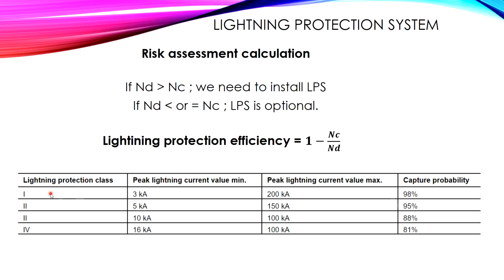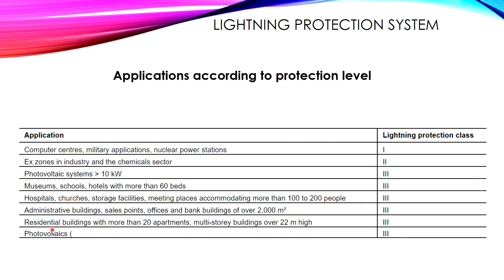So now by knowing the lightning protection class, we are going to be able to design the air termination system. But first you will see that here we have applications according to the protection level. For example, the highest protection level is for military applications and nuclear power stations, which of course have a disastrous effect on the environment. Computer centers, of course, are very important. Then we will choose the first lightning protection class. Photovoltaics, choose the third, and so on. Okay, you can see here different applications with their equivalent lightning protection class.